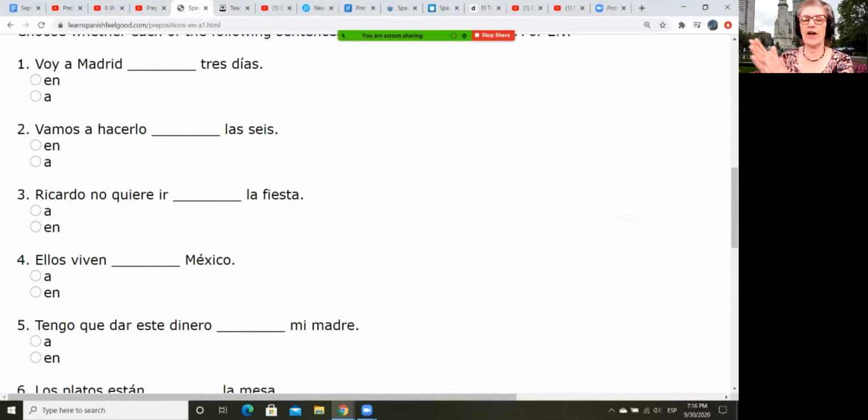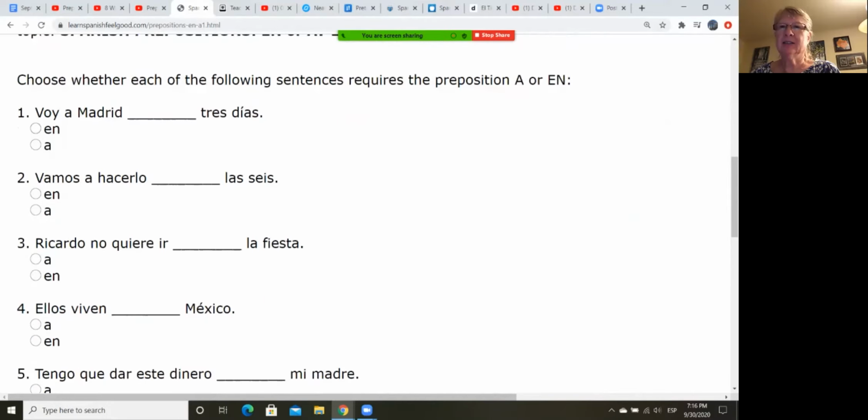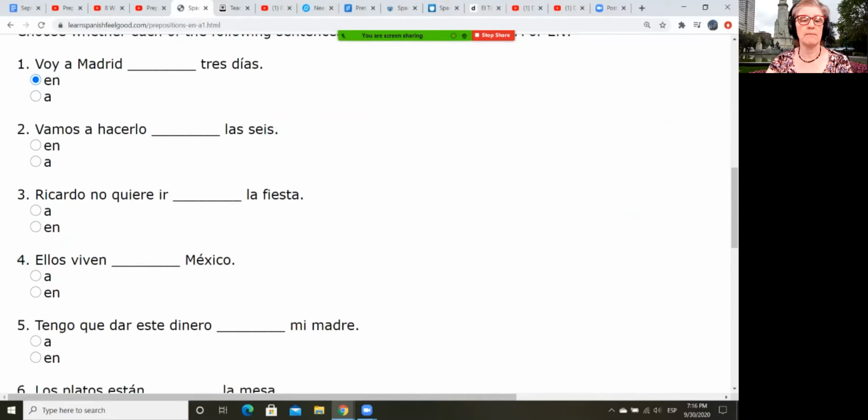Okay, un voluntario, por favor. Voy a Madrid. We're just looking at en or a here, so we filtered it down. Voy a Madrid en 3 días. En 3 días, in 3 days. Okay, that one's a little bit easier. Vamos a hacerlo a las 6 o'clock. A las 6.